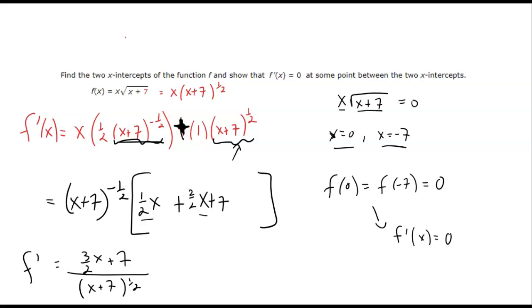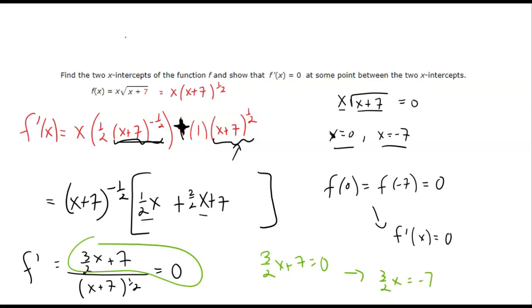And then finally, I just have to show it's equal to 0 at some point on the interval. That should happen when the numerator is 0. So 3/2 x plus 7 equals 0. Subtract 7 from both sides, 3/2 x equals -7, and then multiply by 2/3 to get my answer. And that should happen right in between, at -14/3.